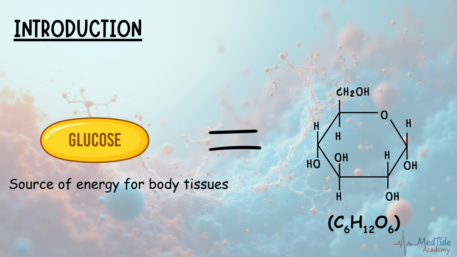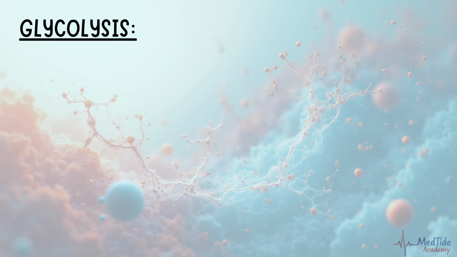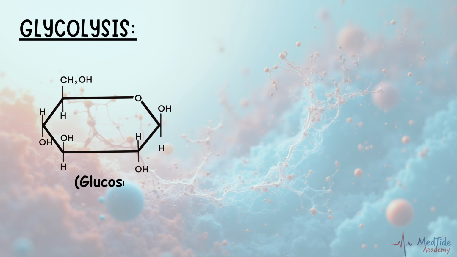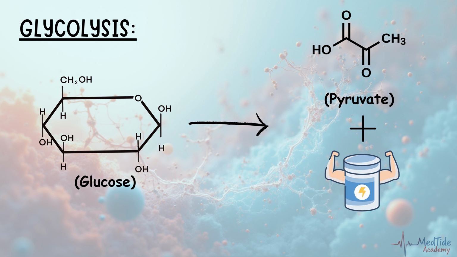However, body cells cannot utilize this energy directly from glucose. So to access this energy, the body needs to break down these chemical bonds through a series of chemical reactions called glycolysis, in order to release energy that can be utilized by the body cells. Glycolysis, therefore, is defined as the metabolic pathway in which glucose is broken down into pyruvate, producing a small amount of energy in form of ATP and NADH.